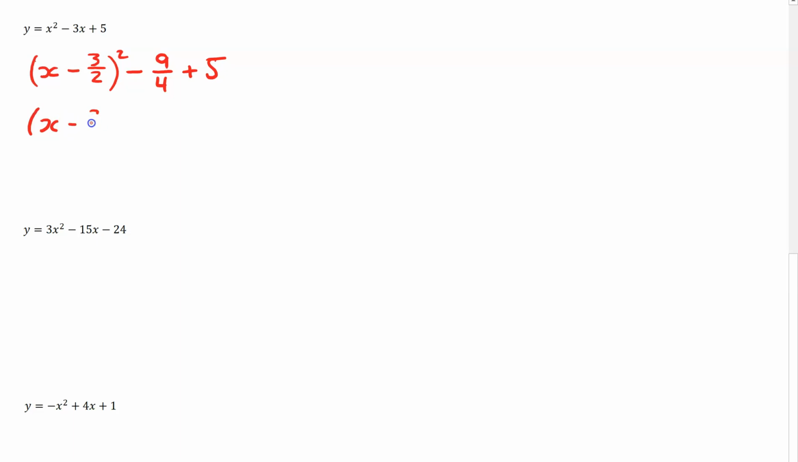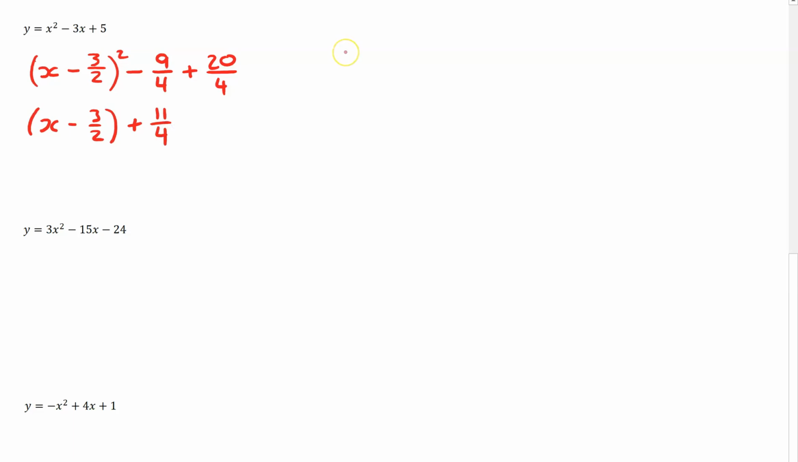So x minus 3/2, and then I'm going to change this into 20/4, because I'm doing this all without a calculator, because there is absolutely no reason why this cannot come up on a non-calculator paper. So don't rely on your calculator all the time for simple calculations, because you'll lose those inherent skills. Anyway, we get 11/4, so plus 11/4.